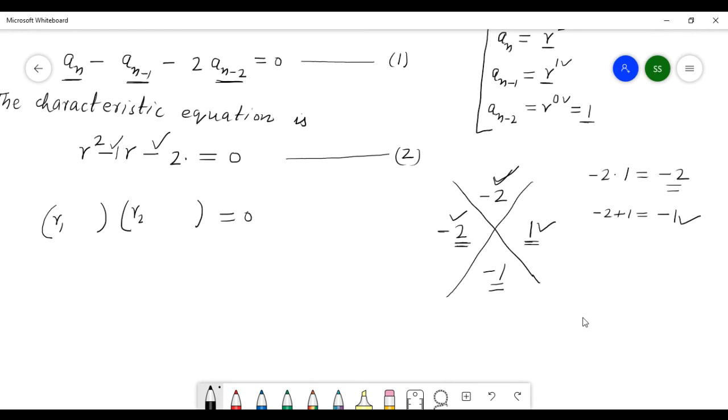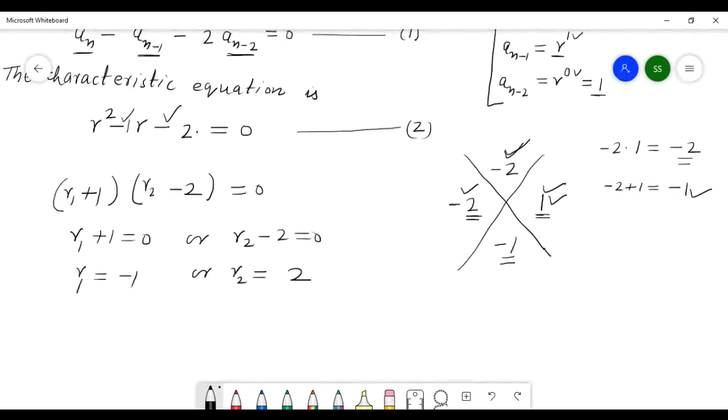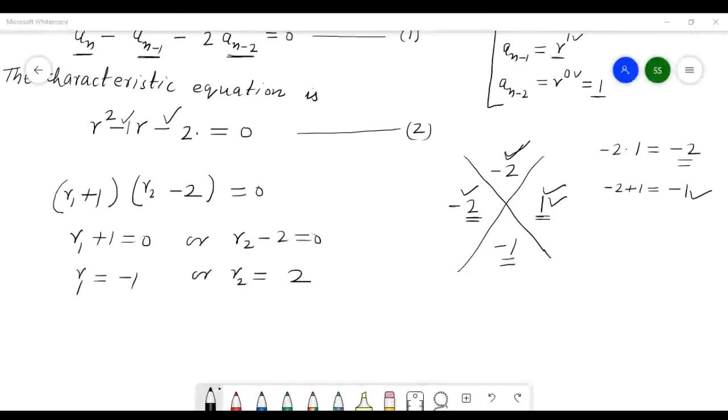So here 1, this 1, and here minus 2, this one. Right? So from here, r plus 1 equals 0 and r minus 2 equals 0. So from here, r1 comes out as minus 1, and from here r2 comes out as 2. Minus 1 and 2. Okay? Is it clear?